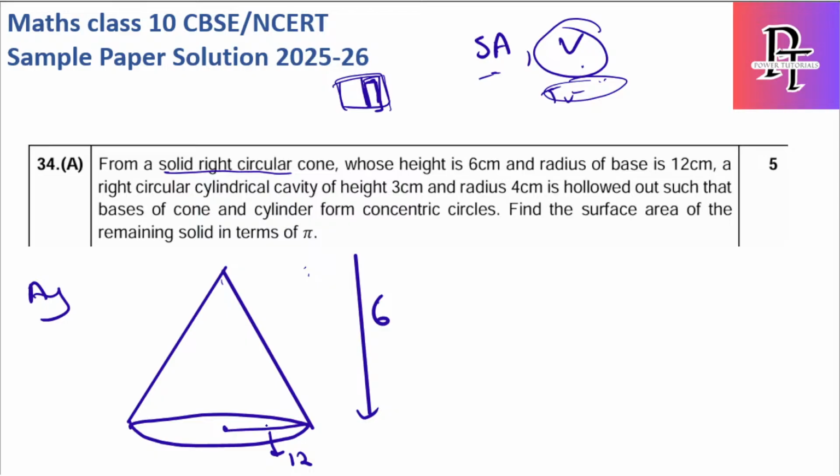Okay, so the base is exactly concentric, so I'll say this is a cylinder which is cut such that this base and the base of the cone are concentric. Now this is a cylinder with radius 4 and height 3. This height is 3. Now let's see what they are asking: find the surface area of the remaining solid.